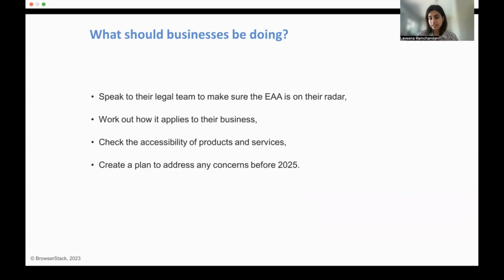Work out how it applies to your business and how it can impact it, so any risks, IT risks around this. Check the accessibility of products and services. So make sure you are doing some sort of development around this and testing, and make sure there are some audits happening, and create a plan to address any concerns by 2025, because this rule is going till 2031. And by that time, you should be able to have something in place.